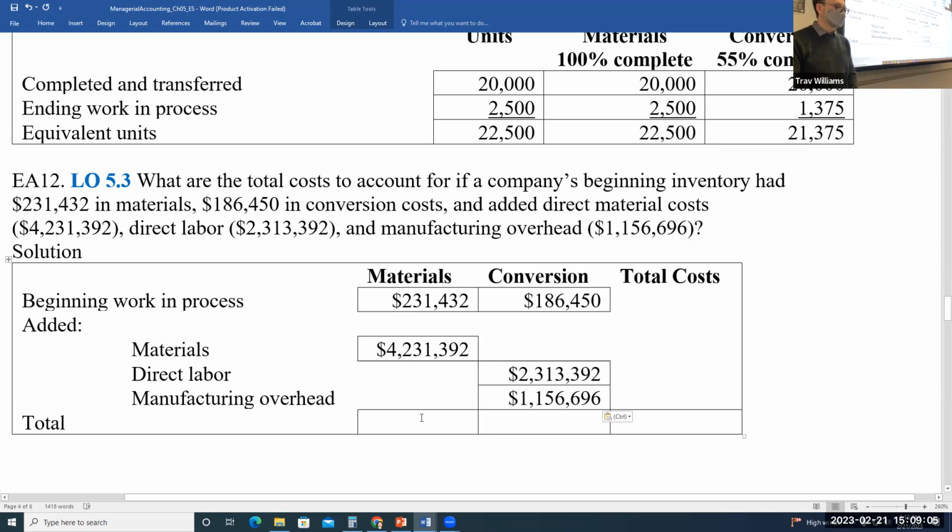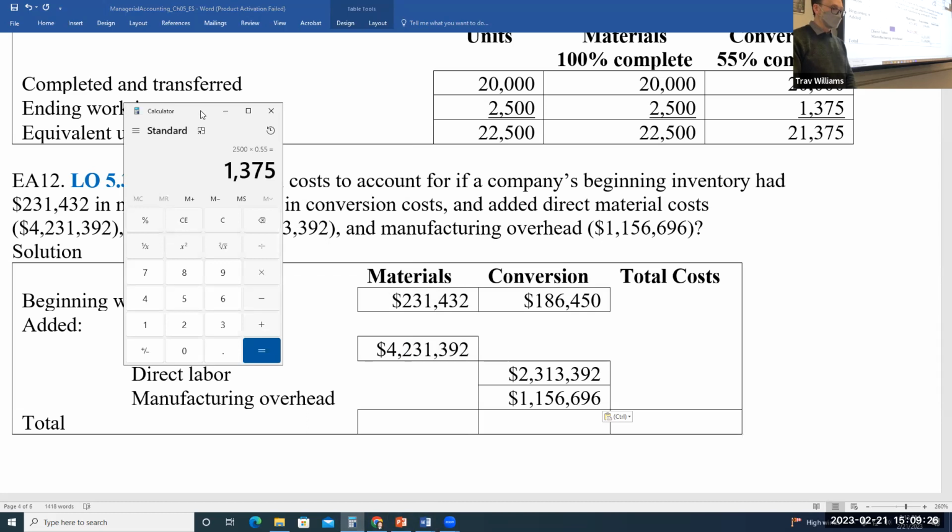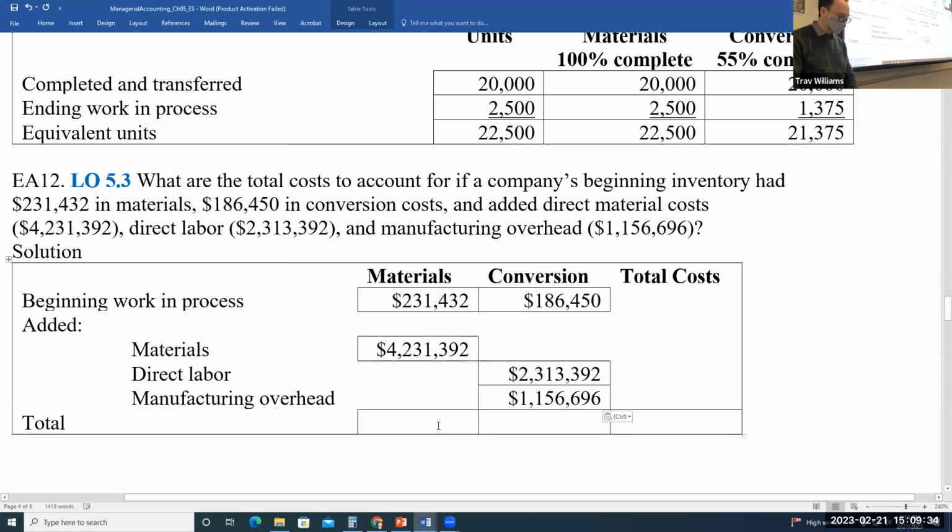Okay, so how do we get our total materials costs? We take what we started with at the beginning of the period, whatever was carried over from the previous period, plus any new materials costs, and we get our total. So, 4,462,824. Does that look right?